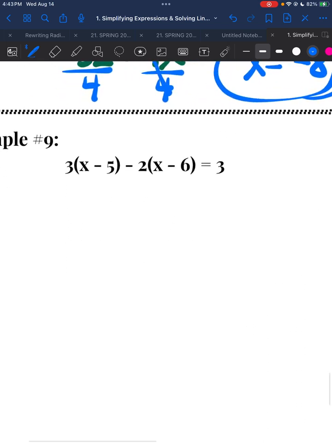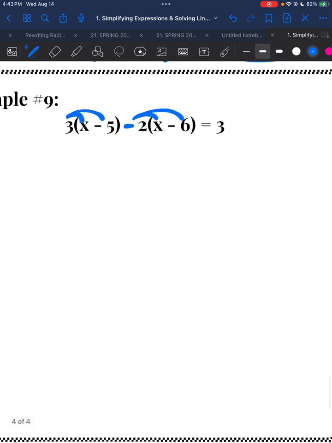Number 9, so here we have two sets of parentheses, so that just means you distribute twice. We distribute the 3, and then the 2 is negative, so always pay attention to the sign. You're distributing a negative 2. So with the 3, we get 3x minus 15. With the negative 2, we get negative 2x, positive 12.